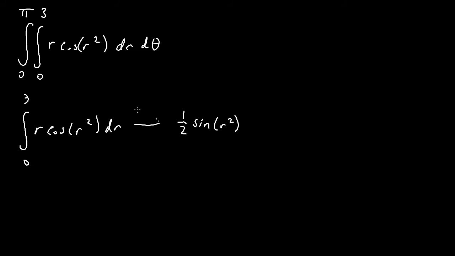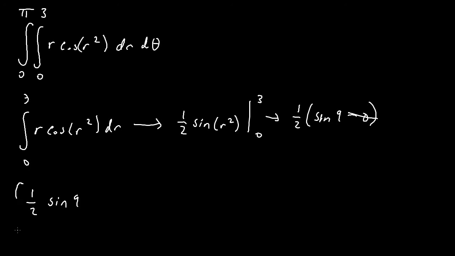So now let's evaluate it from the bounds of 0 to 3. Plug both of those in for r. So then we get 1/2 times sine of r squared, so we get sine of 9 minus sine of 0 squared, which is sine of 0. Sine of 0 is obviously 0. So that will cancel. And so we're left with 1/2 times sine of 9. Now we can say the integral from 0 to pi. Now it's the outside integral, since we've already found the inner integral, of half sine of 9 d theta.